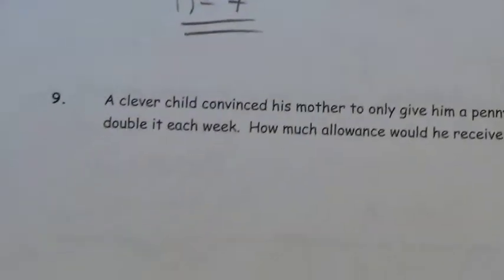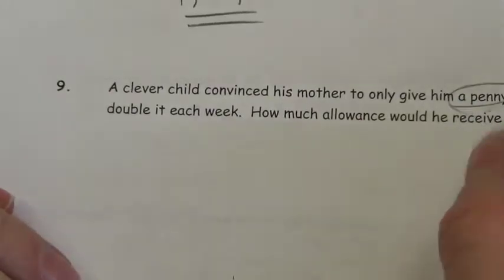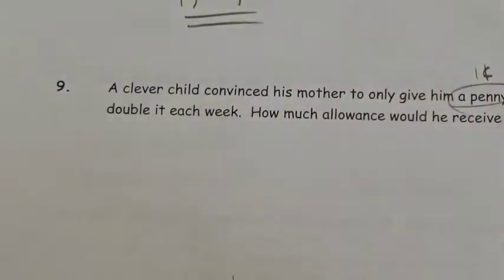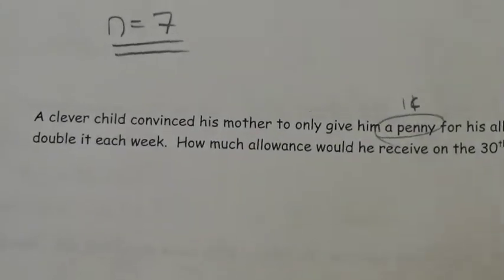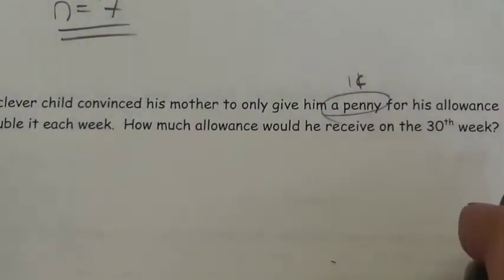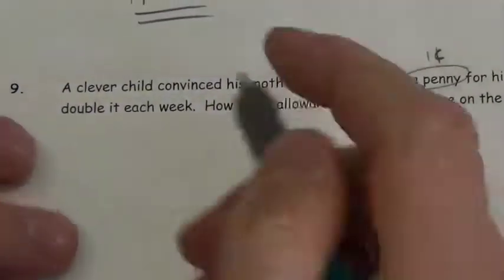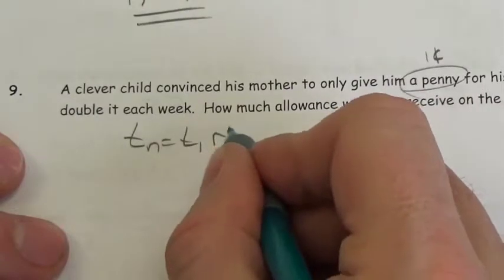Okay, one more. A clever child convinced his mother to only give him a penny, okay, that's 1 cent, for his allowance. But she would have to double it each week. So how much allowance would he receive on the 30th week? Okay, well, let's take a look at this. So Tn is equal to T1 R to the n minus 1.